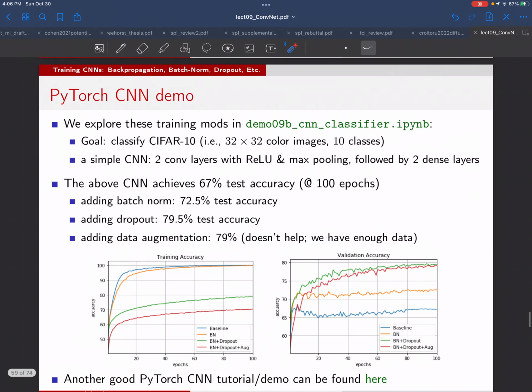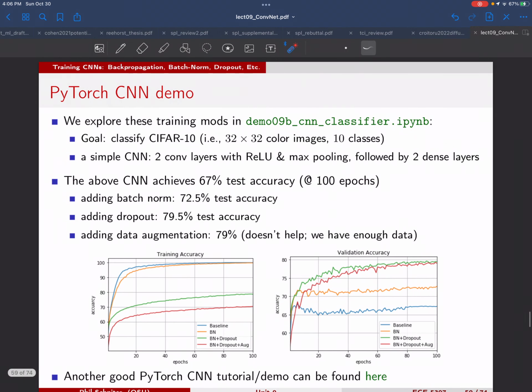Okay, so just one last thing to talk about for this lecture is a PyTorch demo in this unit. There are several demos in this unit. This is demo B. We're going to build a small convolutional neural network. It has 2 convolutional layers with ReLU and max pooling, followed by 2 dense layers. And we're going to use it to classify CIFAR10, which is what I showed you way in the beginning of this unit. There are 10 classes of 32 by 32 color images.